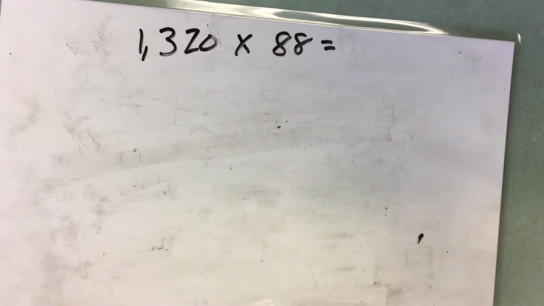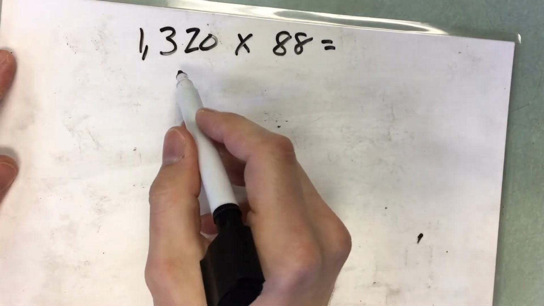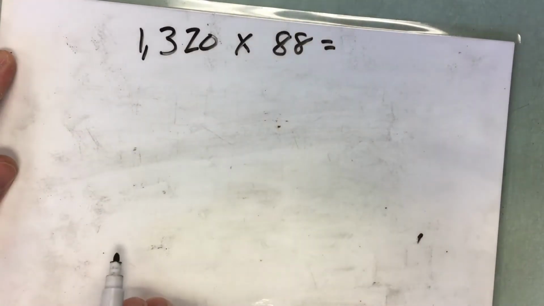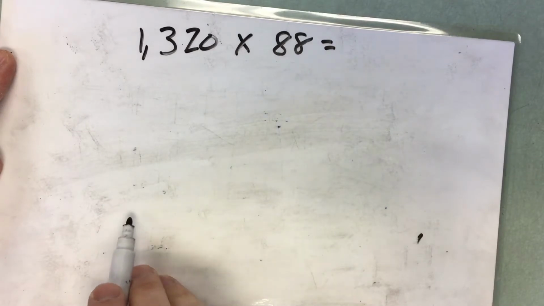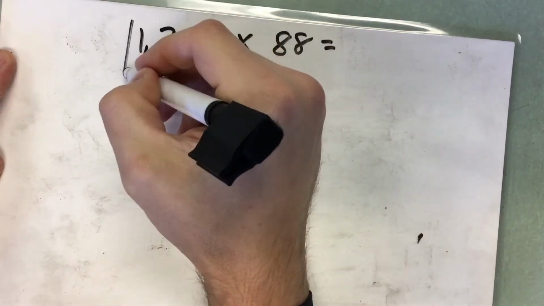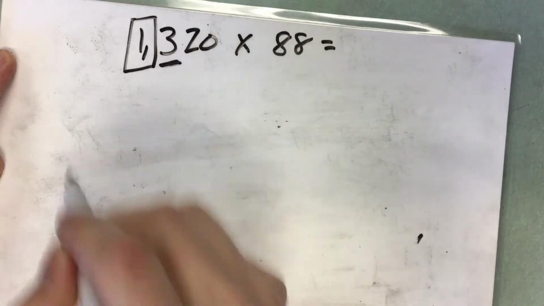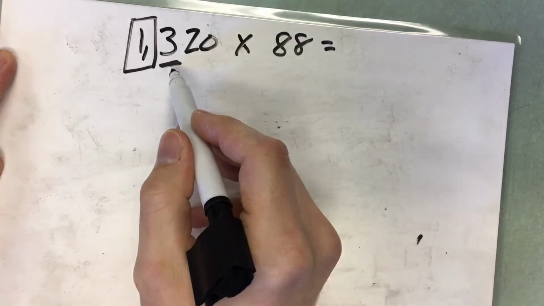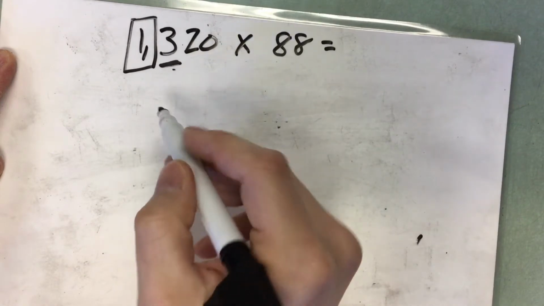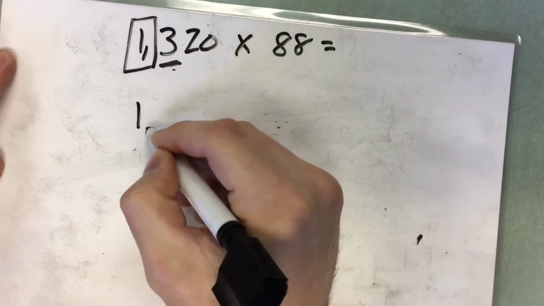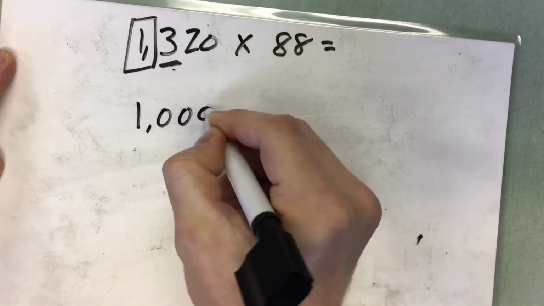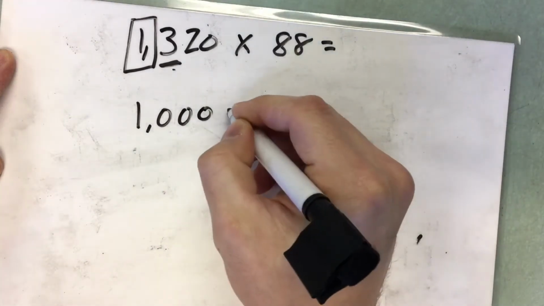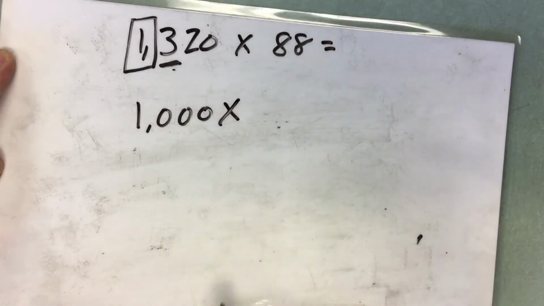So we're going to continue rounding our factors to give us an estimate when we're multiplying these numbers. So let's start with 1,320. I want to make that a more friendly number, so I'm going to round to the nearest thousand. So boxing in my thousands place, I'm going to look at my 3. My 3 is going to tell me to let it rest. So I'm going to keep my 1, and everything else will become a 0. So now I have 1,000, and I'm going to multiply that.